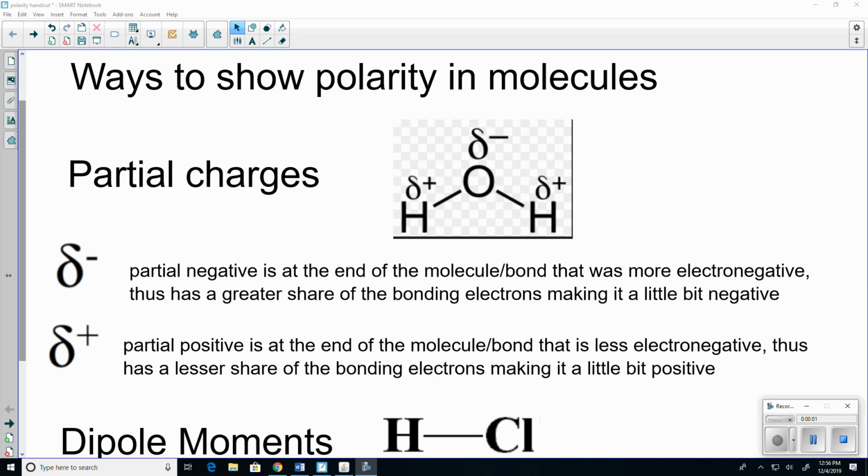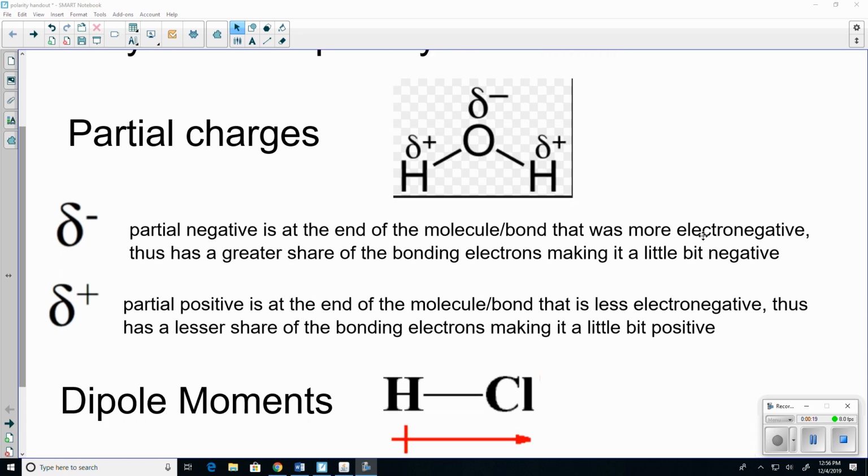The thing I'm showing you, you do not have a handout for. So it's just something to remind you of what we introduced last class period, that there are two different ways to show if something is polar. For example, on your quiz today, we might ask you to show polarity at some point. The two ways to do that is either these partial symbols, a partial negative and a partial positive.